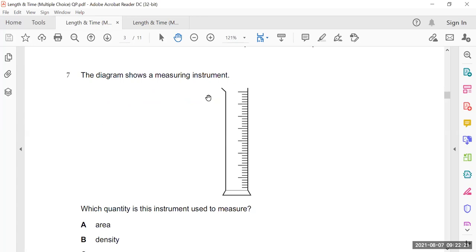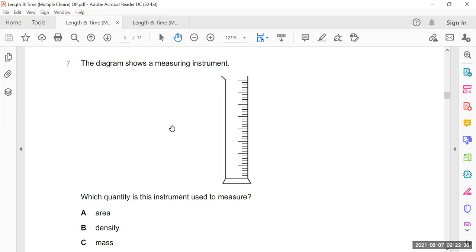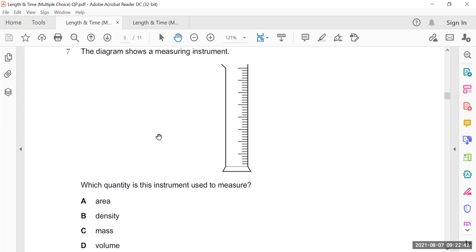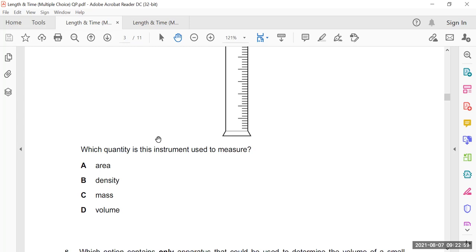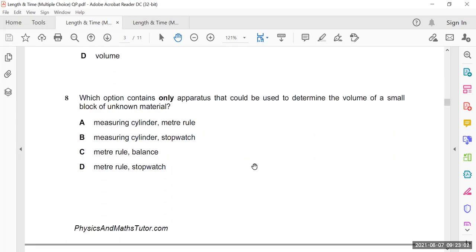Now, children, find out the answer for this question number 7 and just type your answer in the chat box. The diagram shows a measuring instrument. Small divisions are there. So it's a good measuring device for what? Which quantity is this instrument used to measure? Is it area? Is it density? Mass? Volume. Yes, it's volume. That video was based on the measuring cylinder and calculating the volume of the liquid. So the answer is D.